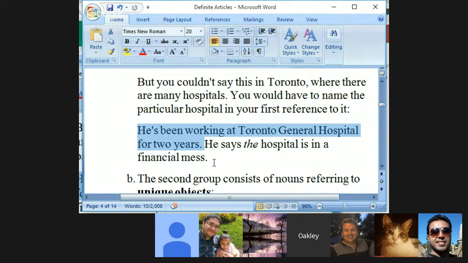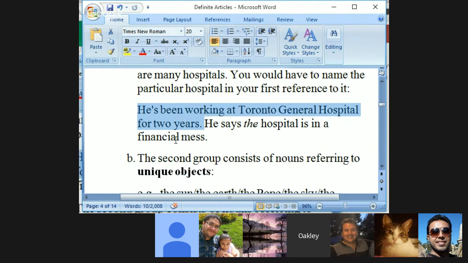In cases where there's only one, or there's one nearby, again, going back to the concept that you're assuming the listener knows which one you're talking about. When I say please pass the salt and we're having dinner, I don't mean the salt at the supermarket 5 kilometers down the road. It should be kind of obvious. There we go. Any questions about that one?